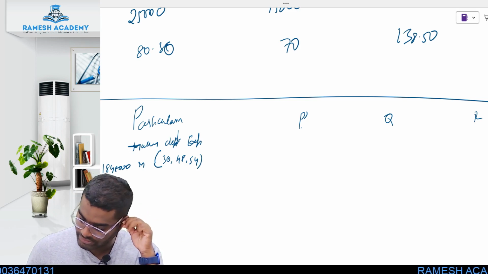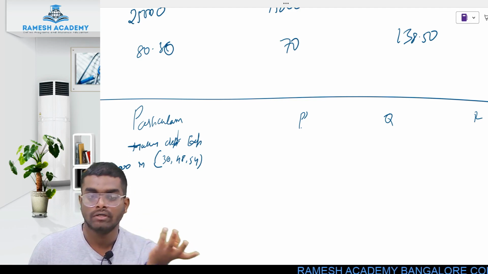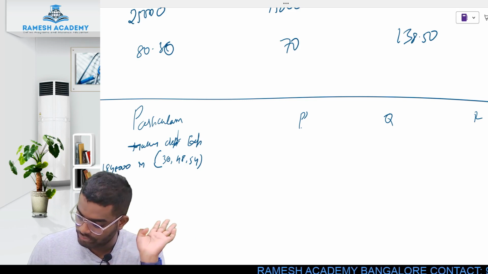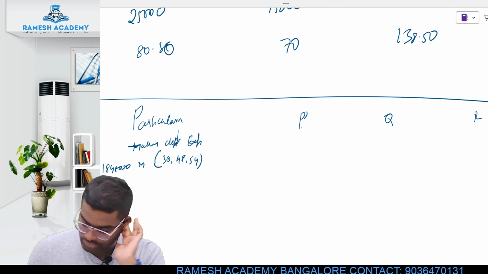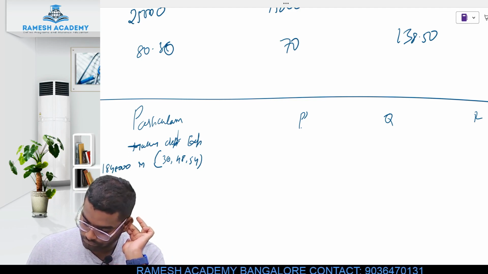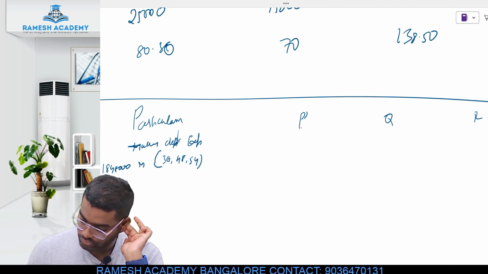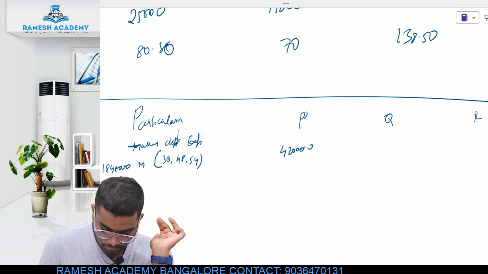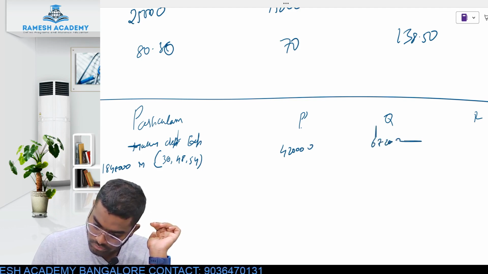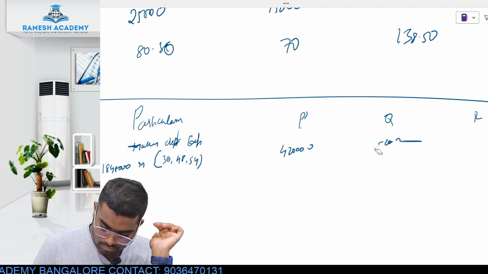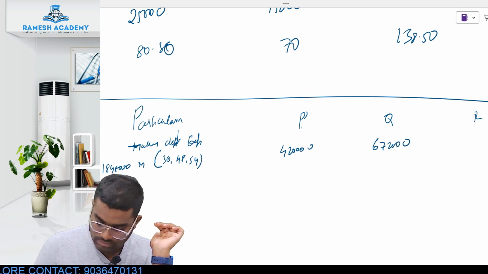So 1848 divided by 132. The cost driver rate is 14,000 per thousand hours, or if you're taking it as 1000, it will be 14 rupees. So if you're taking 30,000, 48,000 and 54,000, it will be 14. So distribution will be same. So 30 it will be 4,20,000. 48 it will be 6,72,000. And 54 it will be 7,56,000.